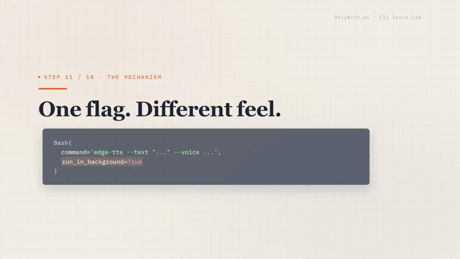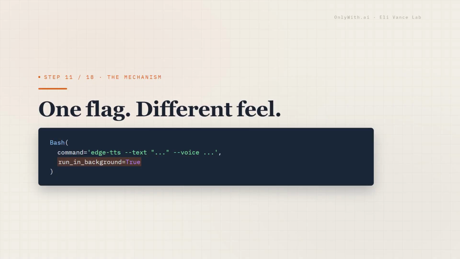And here's the actual mechanism. The bash tool has a run-in background flag. Set it to true, and the command fires off without blocking the rest of the script. That's the whole trick. One flag, completely different feel.